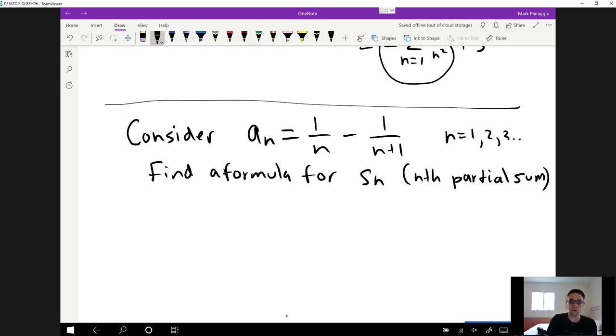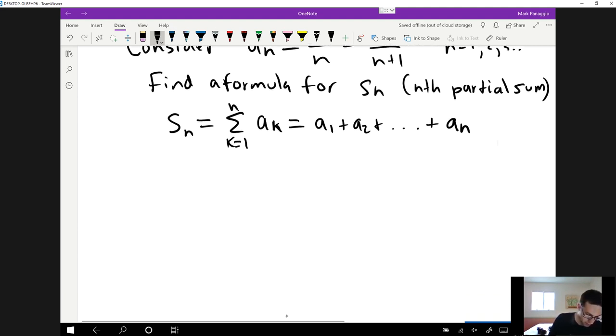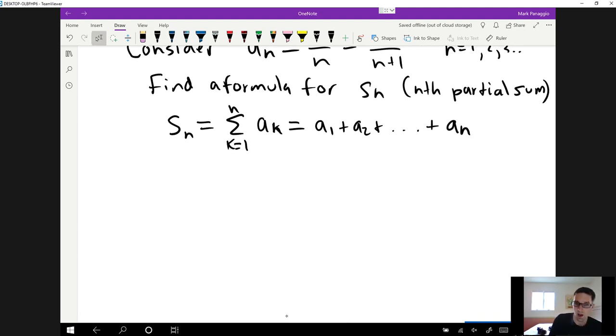Okay, so let me remind you that when we write S_n, what we mean is the sum of a_k up to n. We had a starting value of 1, and so we're going to be adding up a_1 plus a_2 plus a_3 all the way on up to a_n. Okay, so let's see if we can find a formula for the partial sums given what we know about the individual terms. To start out, it might be convenient to actually write down the first couple of terms.